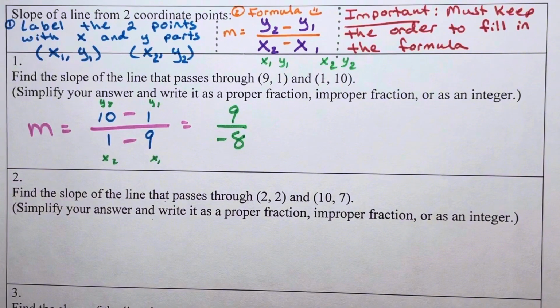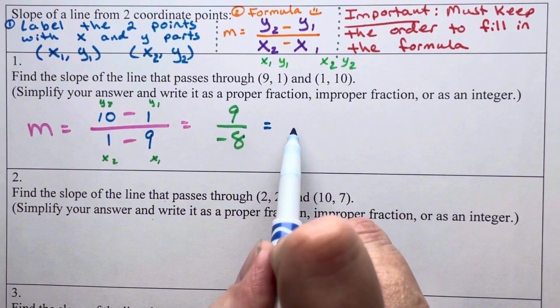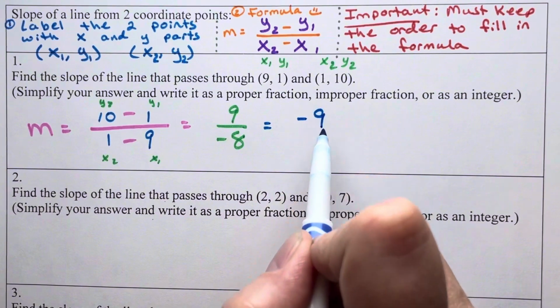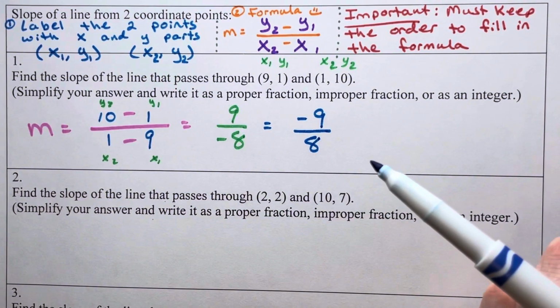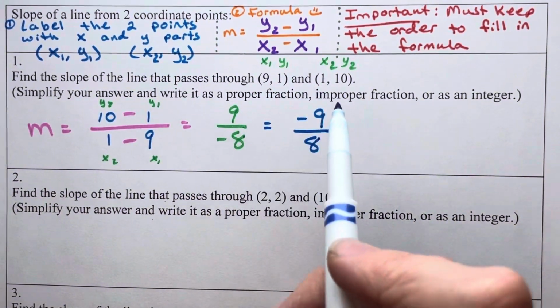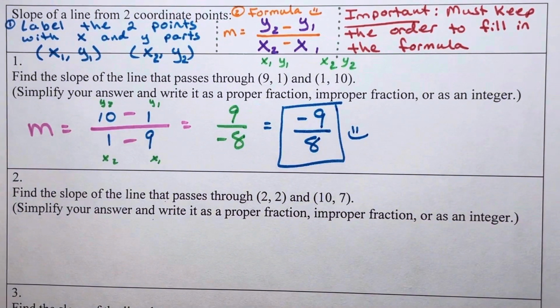Being that one never leaves a negative sitting on the denominator of a fraction, you simply either bring it out in front or place it up on the numerator. That means the exact same thing either way. 9 over 8 does not reduce. Therefore, the slope of the line connecting these two given coordinate points is negative 9/8. And there you go.